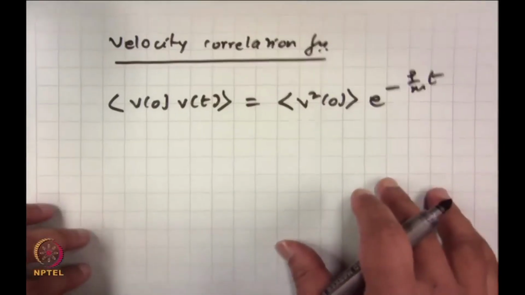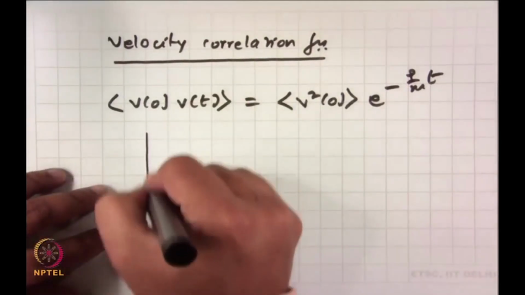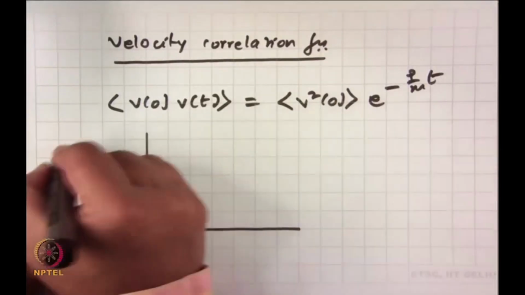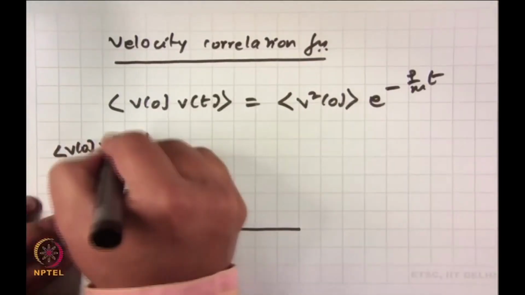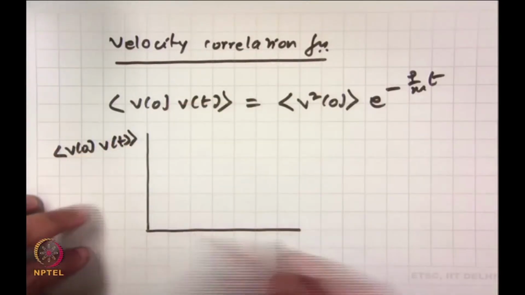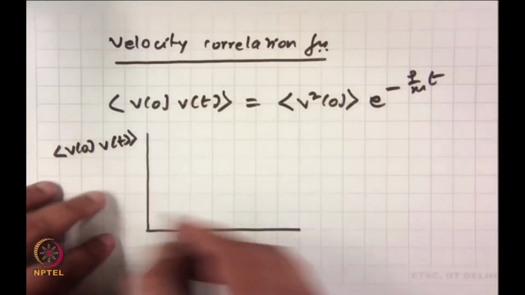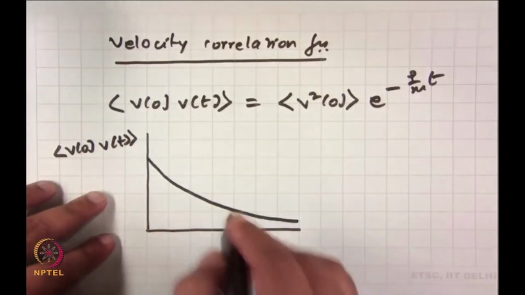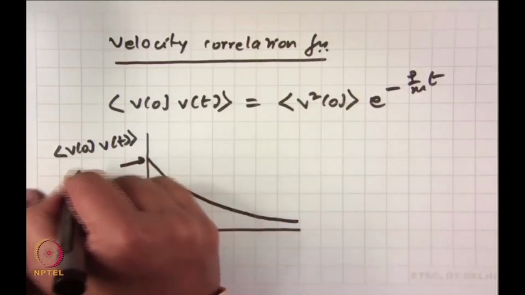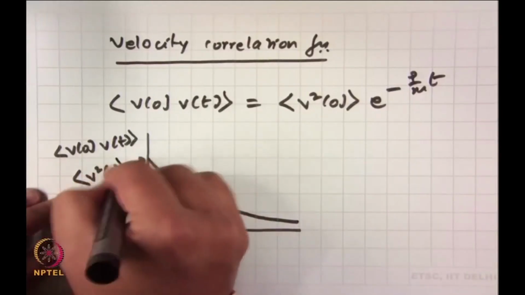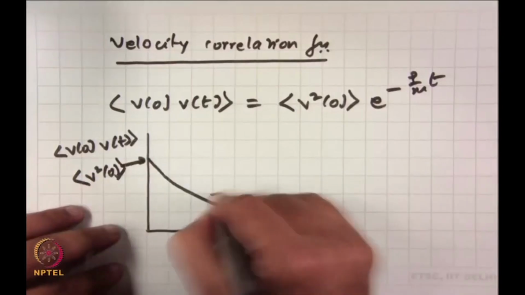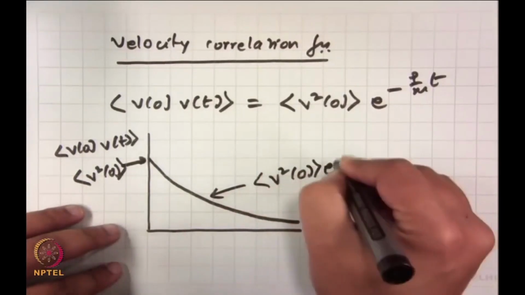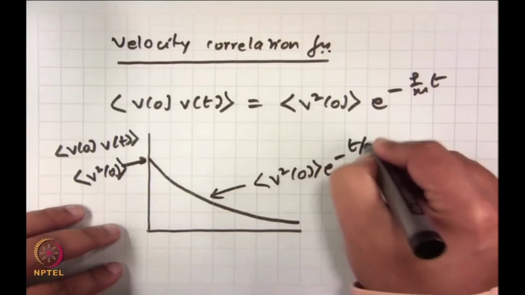And we also drew a graph for this. What we said was, if on the y axis we have v 0 times v of t, then the maximum would be what? It would be v squared, right, and then it would slowly decay. So this maximum value is obviously v squared 0, and then it decays based on the equation v square 0 e to the power minus t by tau.